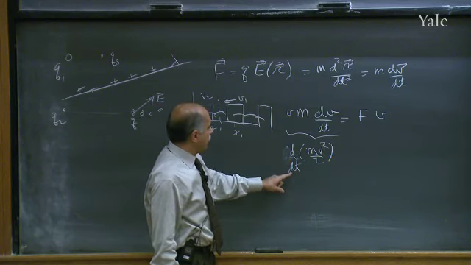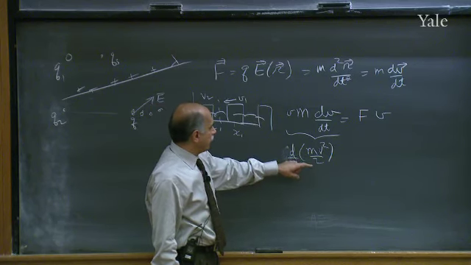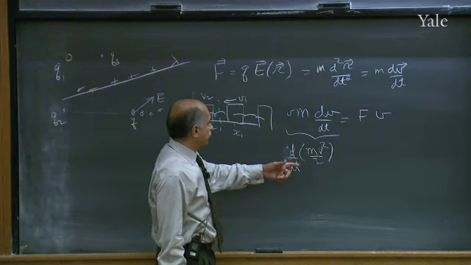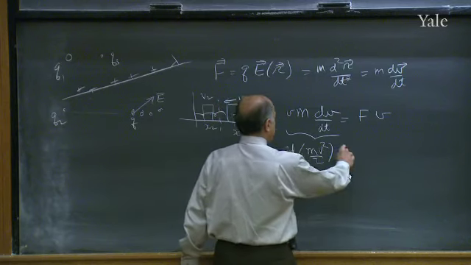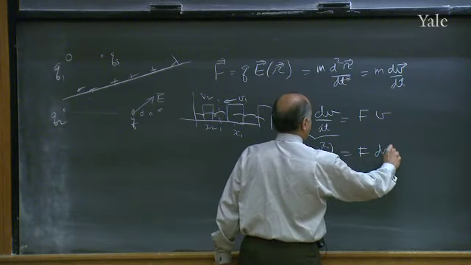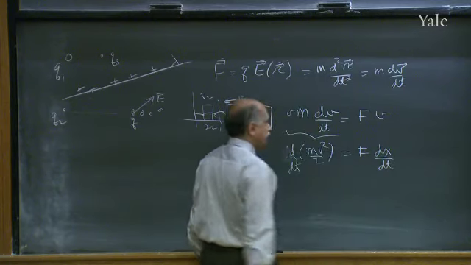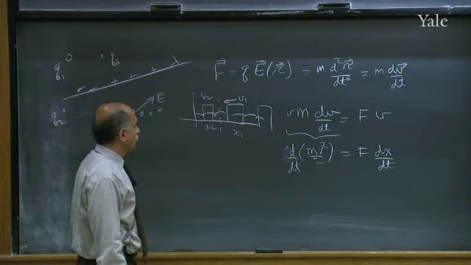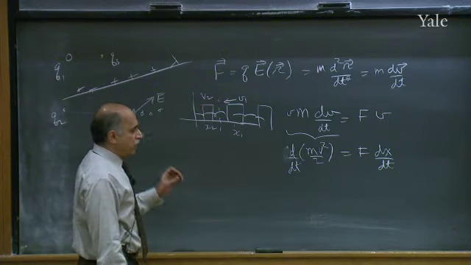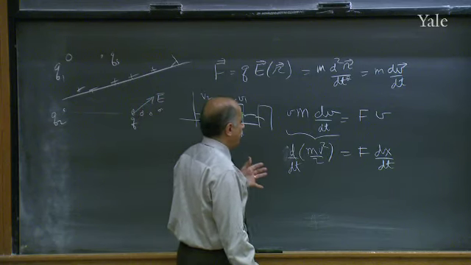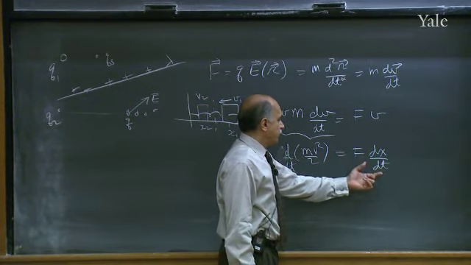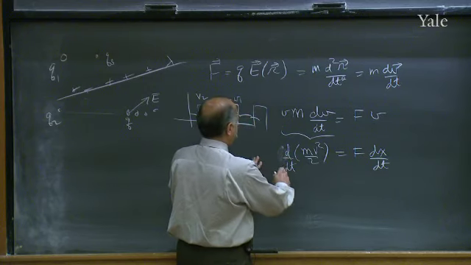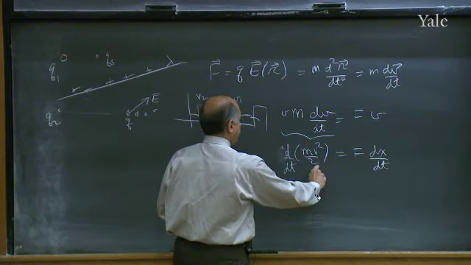The d/dt derivative is the v derivative followed by the derivative of v with respect to t. The v derivative will give you mv, and then there is that. This becomes F dx/dt. This means in every tiny instant of time, the force times the change in the position is equal to the change in this quantity, which we know is called kinetic energy.